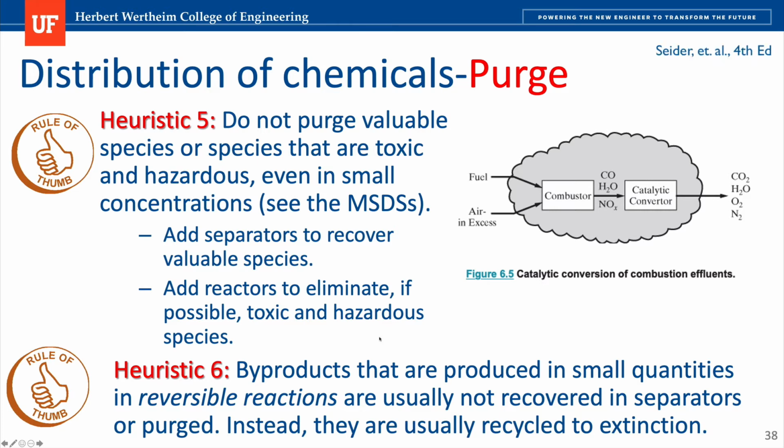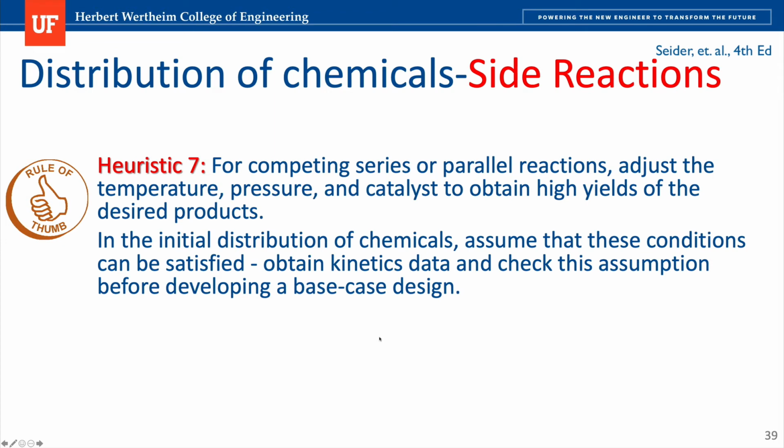Heuristic 6 tells us that byproducts that are produced in small quantities in reversible reactions are usually not recovered in separators or purged. Instead, they are usually recycled to extinction. Remember that if you have a reversible reaction and then you have a byproduct there, when you send that back to the reactant side, recycle it back, then you're consuming that in the chemical reaction because it's in equilibrium.